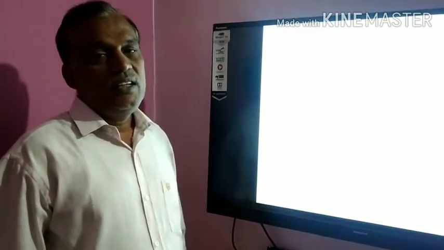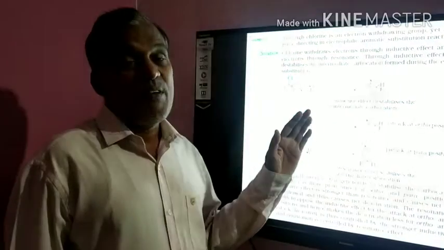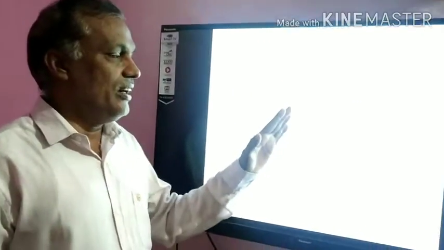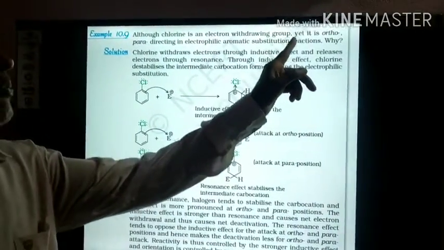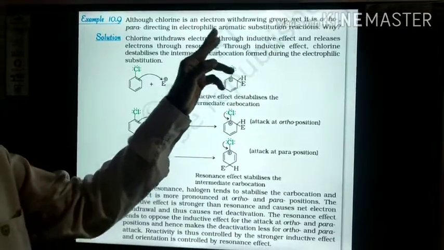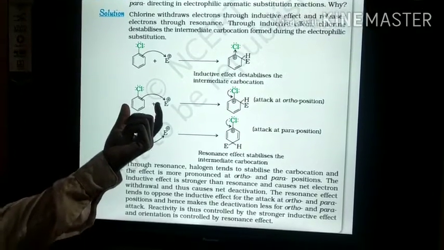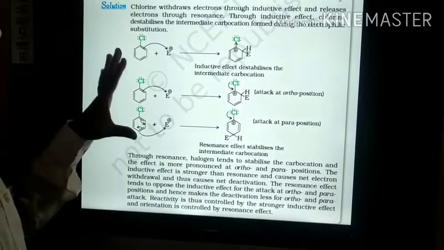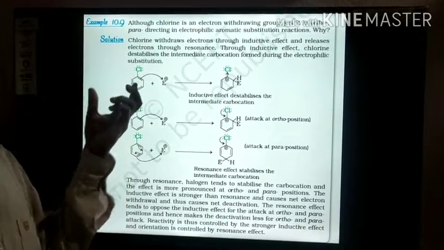Already we discussed that in haloarenes the attacking species goes to the ortho and para positions. The reasons are given already. Here also they ask one question: although chlorine is an electron withdrawing group, yet it is ortho and para directing in electrophilic aromatic substitution reactions. Why? Because of resonance, along with the inductive effect, and all these things we have to write down. Just go through this once, it is the most important question. What we explained in the lesson, the same thing you have to write down here.